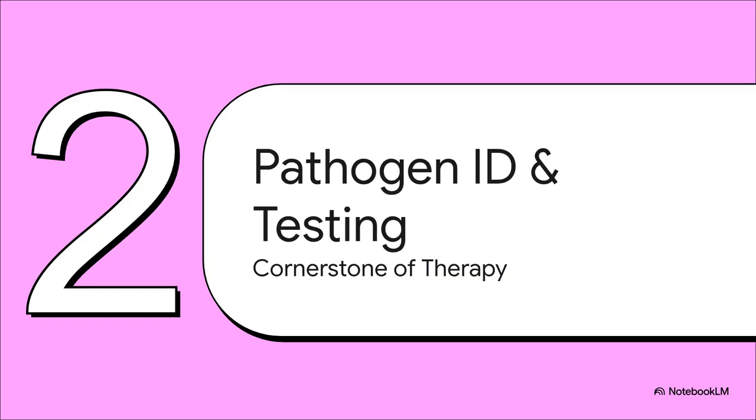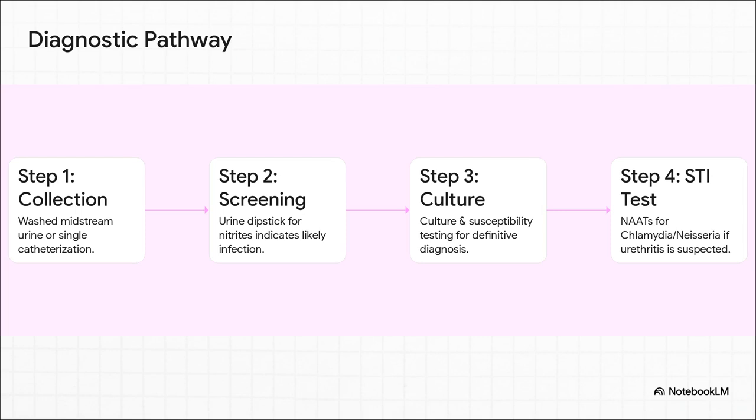So, once you have a strong suspicion of cystitis, the next move is to nail down the specific pathogen. Getting this right is truly the cornerstone of effective therapy and, of course, good antibiotic stewardship. The diagnostic pathway here is actually pretty straightforward. You start with a good, clean specimen, washed midstream urine, or a single catheterization.